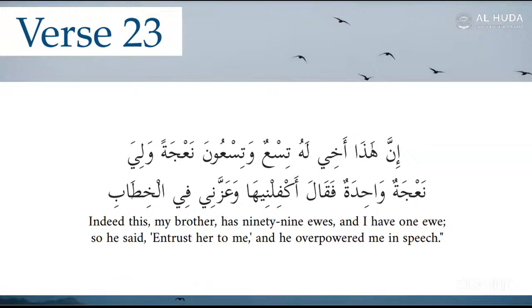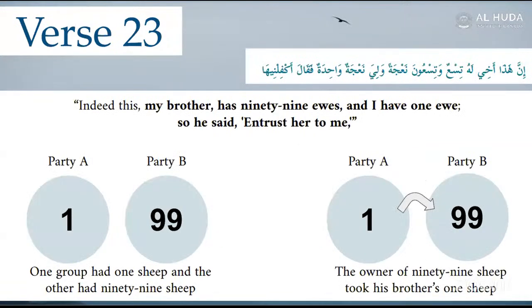Akhi from ukhuwa, which means brotherhood. And this could be ukhuwa fid din, so meaning my fellow companion, brother in religion, has 99 female sheep. وَلِيَ نَعْجَةٌ وَاحِدَةٌ, and I have only one female sheep. And this shows that the disputants were actually poor people.